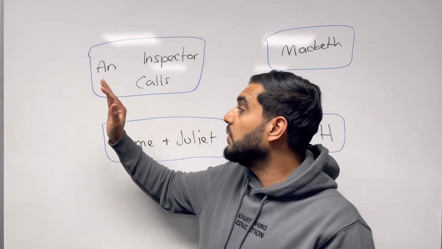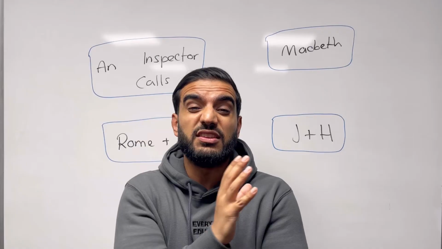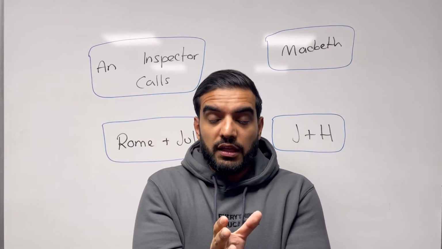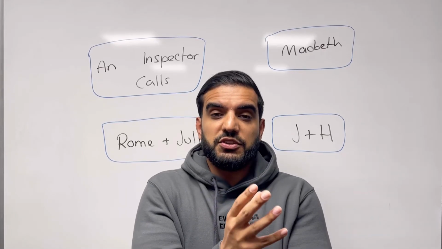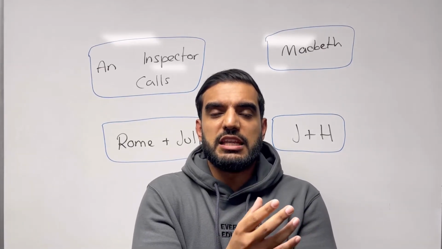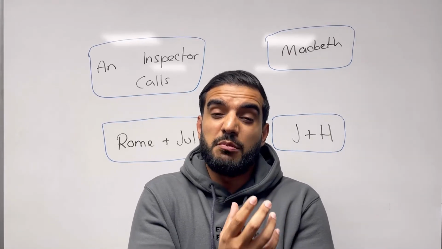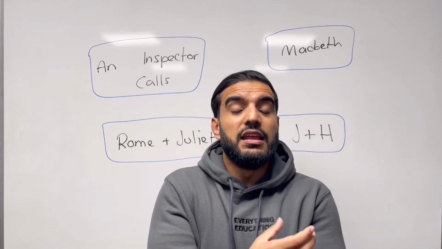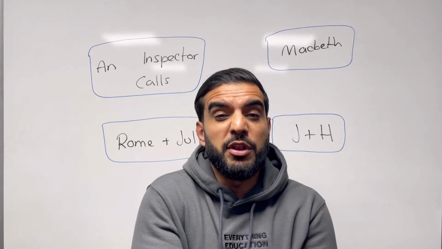So guys, let's begin with An Inspector Calls. Guys, An Inspector Calls is oozing with patriarchy. Where do we begin? Let's start with Mr. Birling. Guys, Mr. Birling is a typical patriarchal man. He believes he is super powerful. Number 1, because he's wealthy, but number 2, because he is a man. Therefore, he believes he can sack Eva Smith and there will be no repercussions.